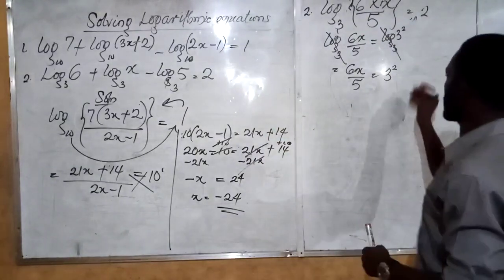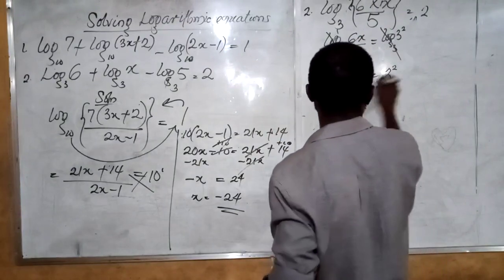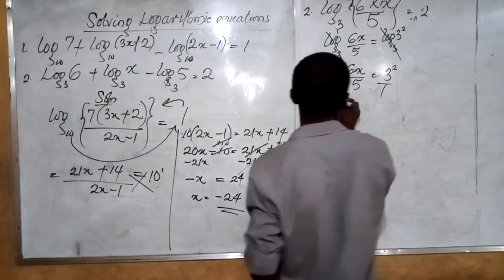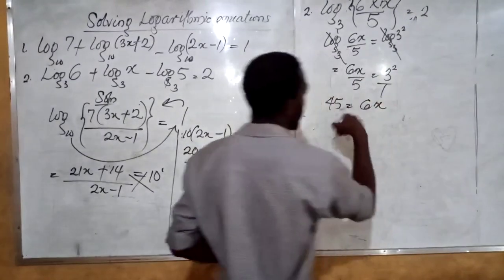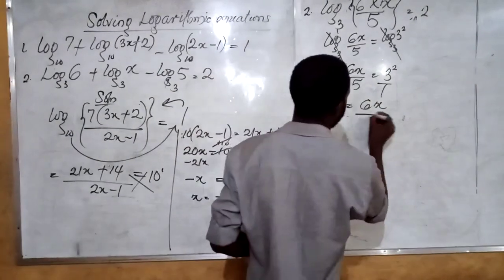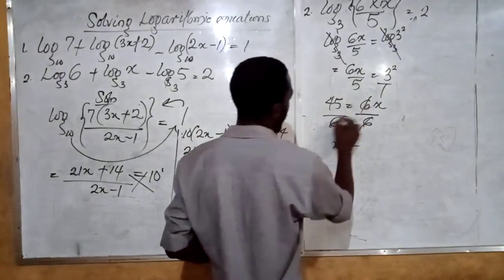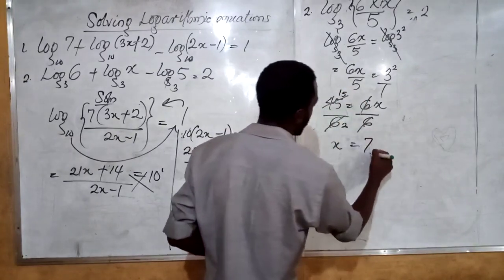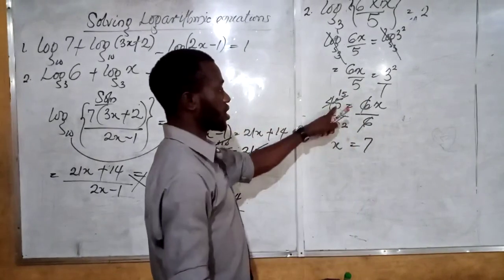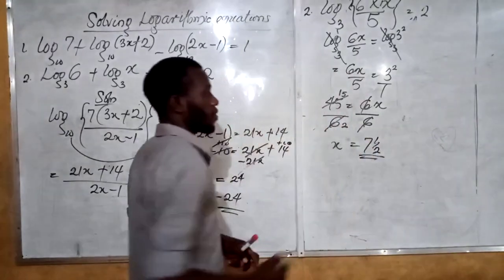Alright, so we can cross multiply from here so that we have this times this. 3 squared times 5 equals 45. That is 9 times 5 is equal to 6x. Alright, from here then we can divide both sides by 6, so that x is equal to 45 over 6. When we cut, 3 here 2, 3 here 15. So 7 whole number 1 over 2, and that becomes our answer.